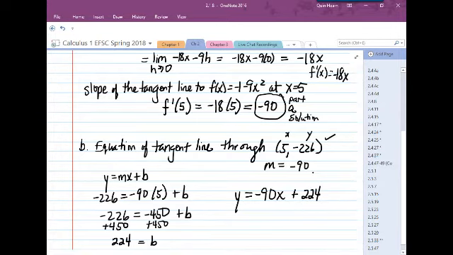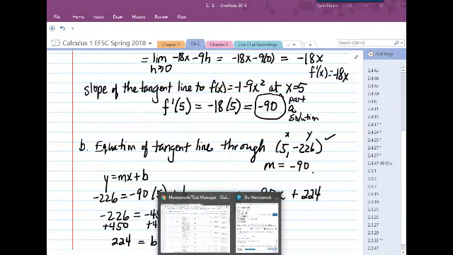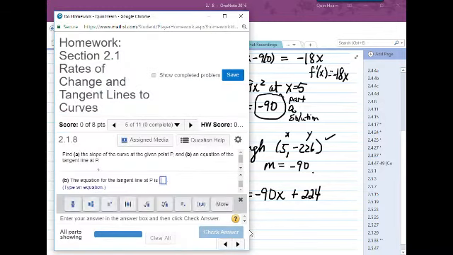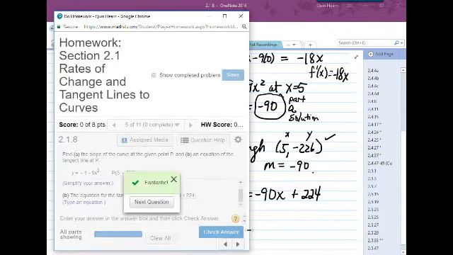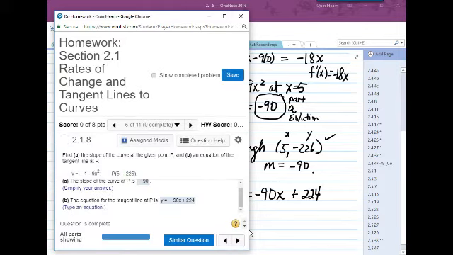And again, since I happen to have that exercise open, let's go ahead and type it in. So y equals negative 90x plus 224. Okay, so yeah, so we got that one right too.